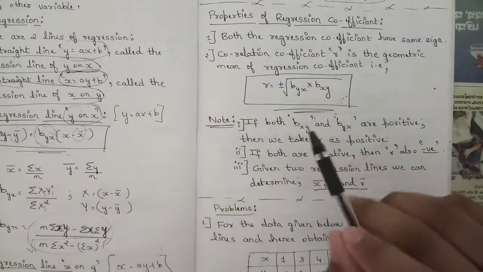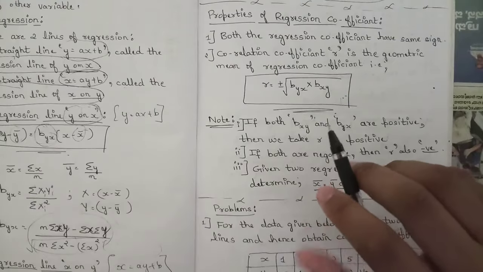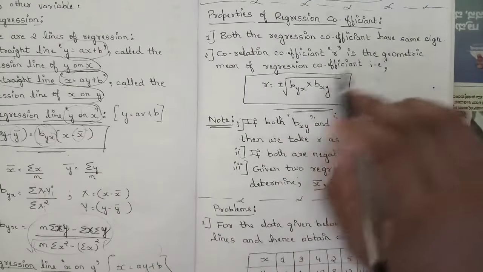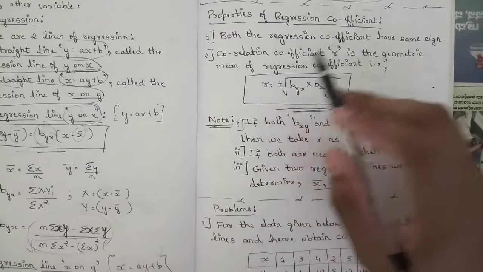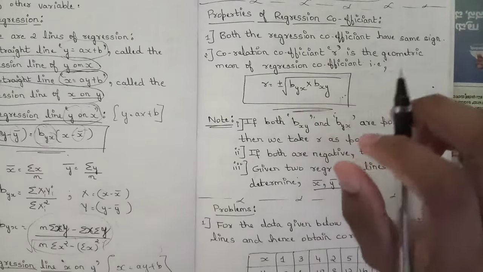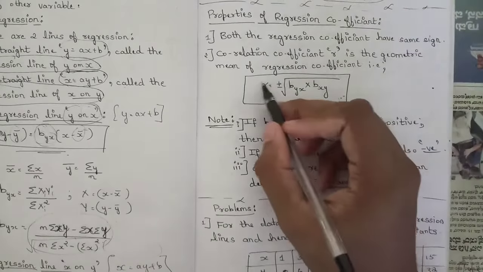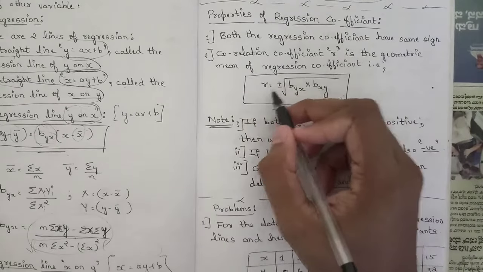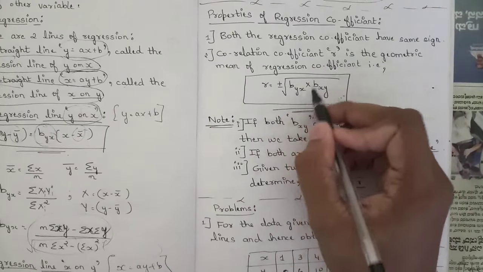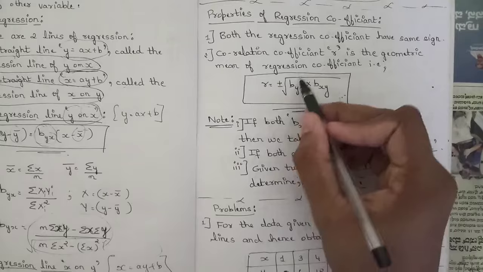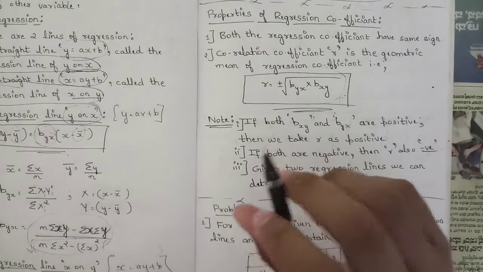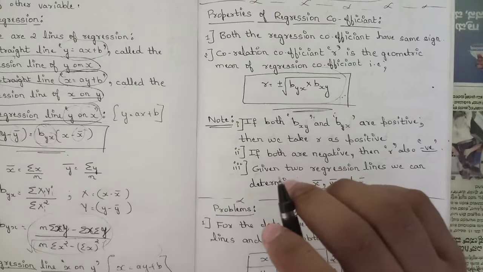But we have another interesting property: by finding these regression lines, we can also calculate the coefficient of correlation. The coefficient of correlation r is the geometric mean of the regression coefficients. So we can write r as plus or minus square root of byx into bxy. In some problems, along with the regression lines, they would be asking to calculate the coefficient of correlation.